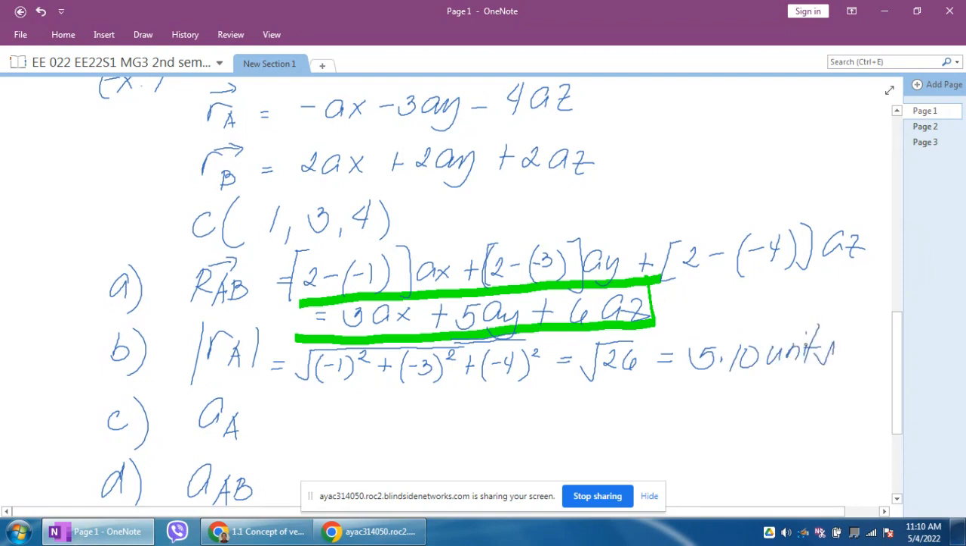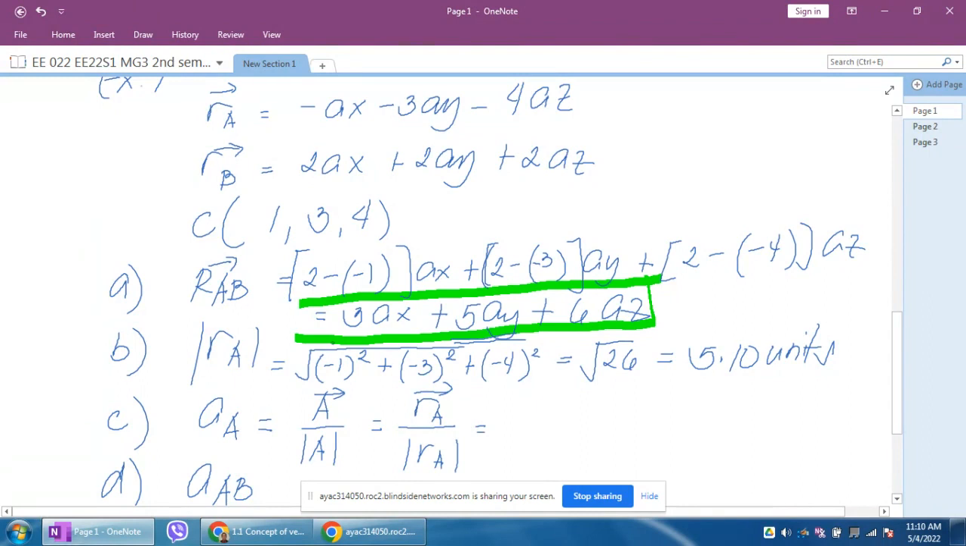Okay, sabihan niyo po ako ha if you have problems. Now, what about the unit vector, AA? Ang formula po natin for unit vectors is equal to vector A over the magnitude of A. So, pero dito, ang ginamit po natin yung RA. So, adjust lang natin yung formula. So, RA divided by the magnitude of RA. Ayun.